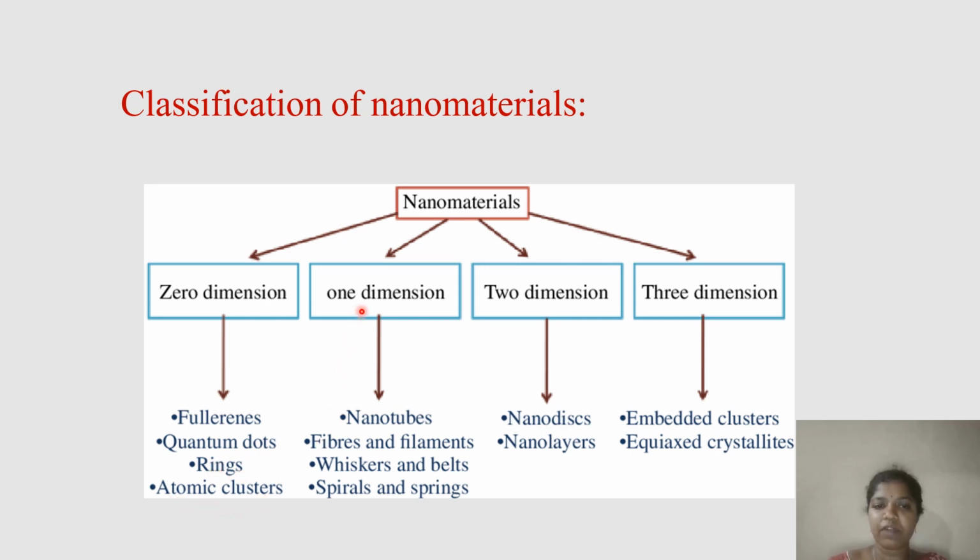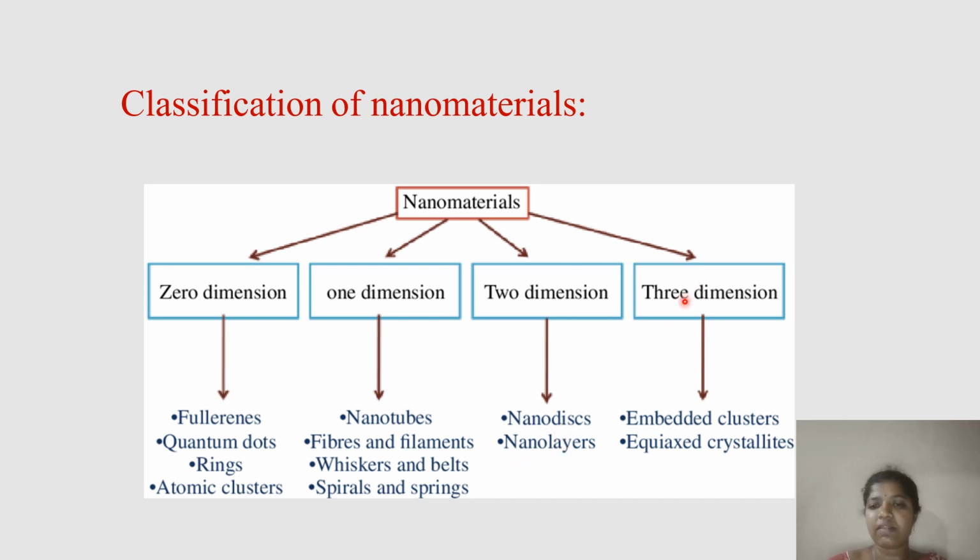And next one is one dimensional nanomaterials. One dimensional nanomaterials means the materials having two dimensions within the nanoscale and one dimension outside the nanoscale. The best examples are nanotubes, fibers and filaments, etc. And next one is two dimensional nanomaterials. Two dimensional nanomaterials means the materials having one dimension within the nanoscale and two dimensions outside the nanoscale. The best examples are nanodisks, nanolayers, etc.